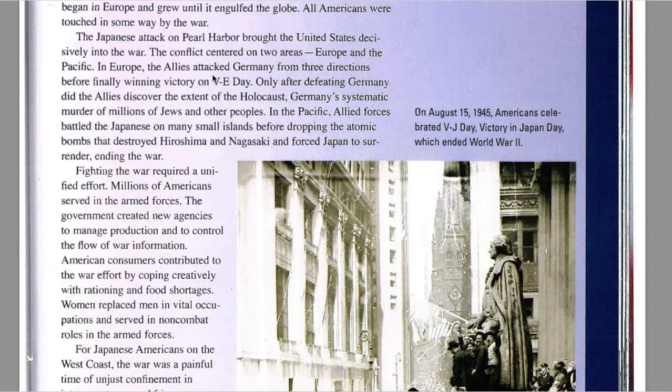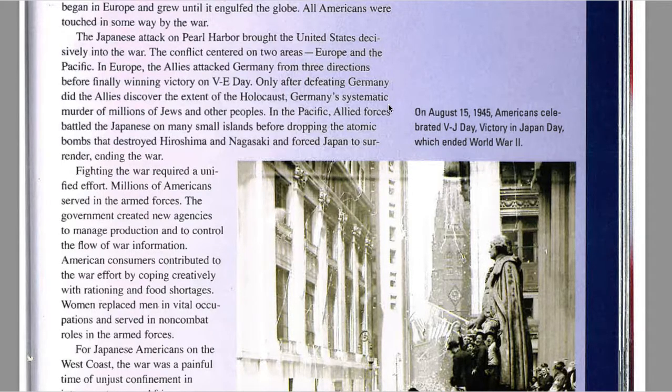In Europe, the Allies attacked Germany from three directions before finally winning victory on VE Day. Only after defeating Germany did the Allies discover the extent of the Holocaust, Germany's systemic murder of millions of Jews and other peoples. In the Pacific, Allied forces battled the Japanese on many small islands before dropping the atomic bombs that destroyed Hiroshima and Nagasaki and forced Japan to surrender, ending the war.